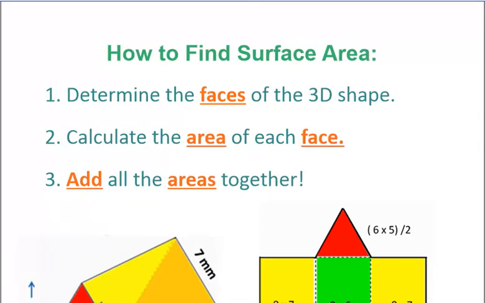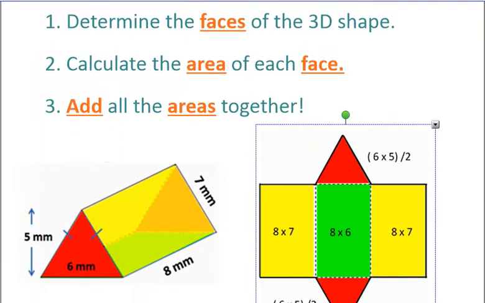So how to find the surface area? First thing that we're going to do is we're going to determine what are the faces of the 3D shape. Depending on what 3D shape I have, once I unfold it into a net, I may have triangles, I may have rectangles, and so on and so forth. I'm going to calculate the area of each face, and then I'm going to add them all together.